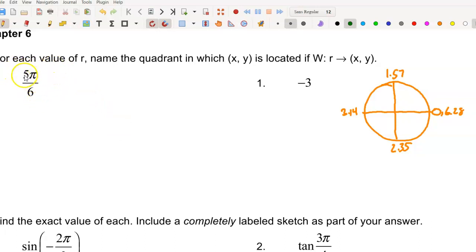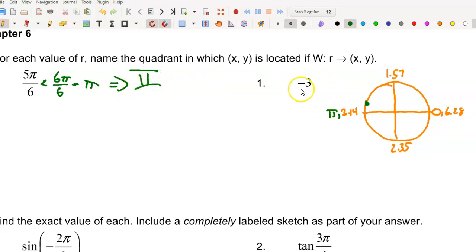But the trick here is to look at the fact that it's a little bit less than 6 pi over 6, right? 5 pi over 6 is less than 6 pi over 6, and 6 pi over 6 equals pi. So you know that if this is pi right here, it's just a little bit less than that. So that's where it belongs. That way we can place it in the second quadrant.